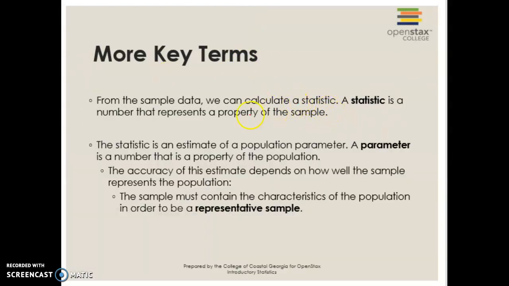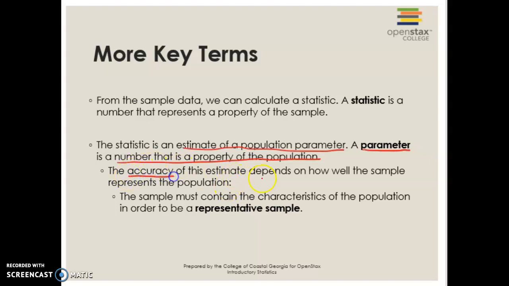A statistic is a number that represents a property of the sample. The statistic is an estimate of a population parameter. A parameter is a number that is a property of the population. The accuracy of this estimate depends on how well the sample represents the population.